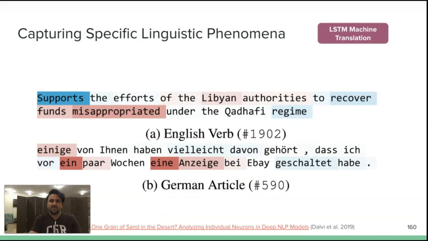Similar findings were shown in the LSTM-based neural machine translation models. For example, Dalvi et al. analyzed the encoder representations with respect to different morphological and semantic properties and found many neurons corresponding to verbs, articles, location, and named entities. Here we are showing that it captures present and past tense verbs in English and articles in the German encoder.